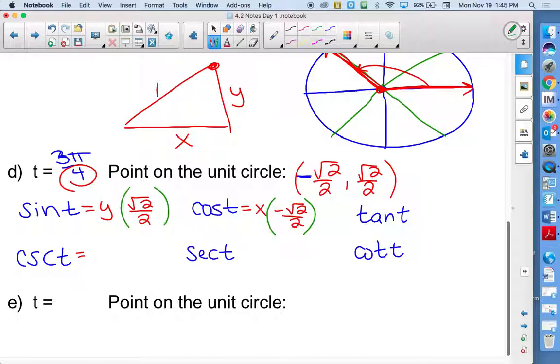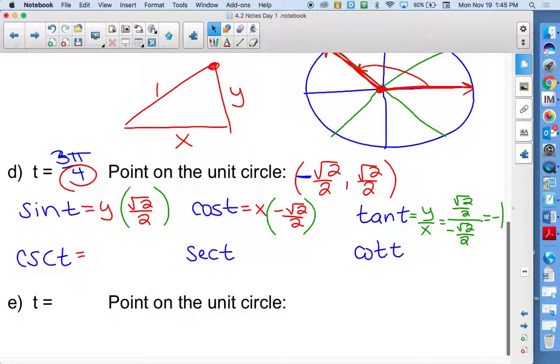And then, how do you find the tangent using a triangle? What two sides of the triangle are the tangent? Y divided by x, because it's opposite divided by adjacent. So in this case, we take the square root of 2 over 2 divided by negative square root of 2 over 2. What's that make? Negative 1. So the tangent's negative 1. So we can find all of that information just by knowing an ordered pair, and the fact that the ordered pair has a cosine value of x and a sine value of y.